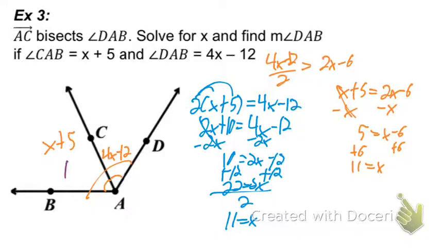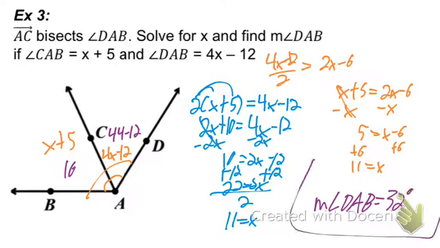11 plus 5, that's 16. Double it, get 32. Or you can plug it in here: 4 times 11 is 44 minus 12. And you know the measure of angle DAB, the whole thing, is 32 degrees. So in the grand scheme of things, does it really matter which one you plugged it into? No. Okay? But if you can work smarter rather than harder, why not?